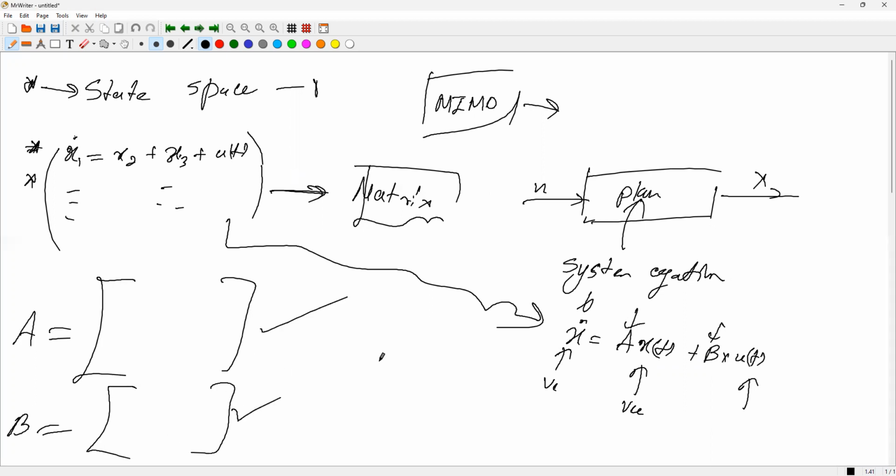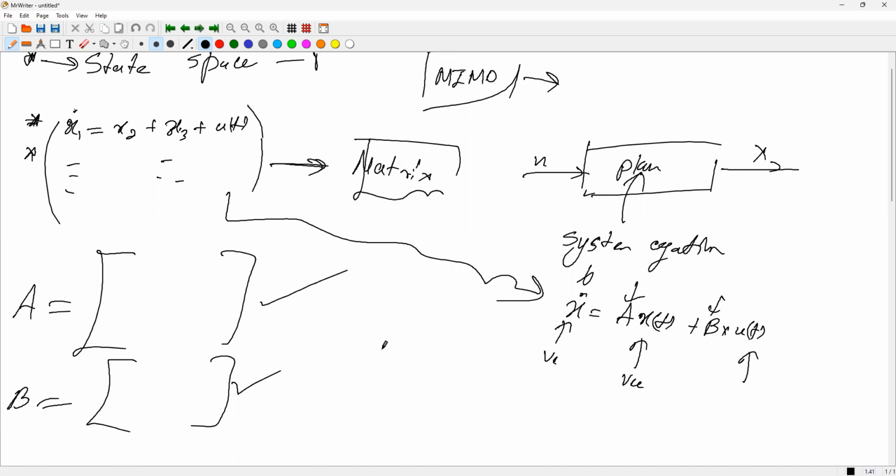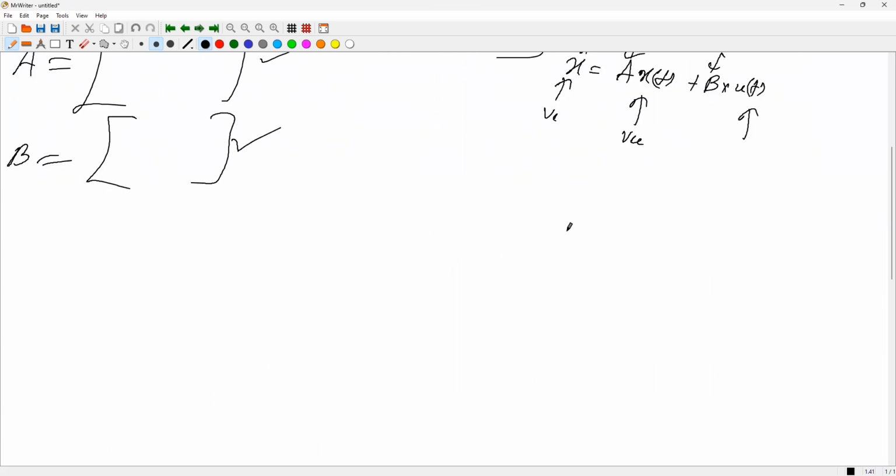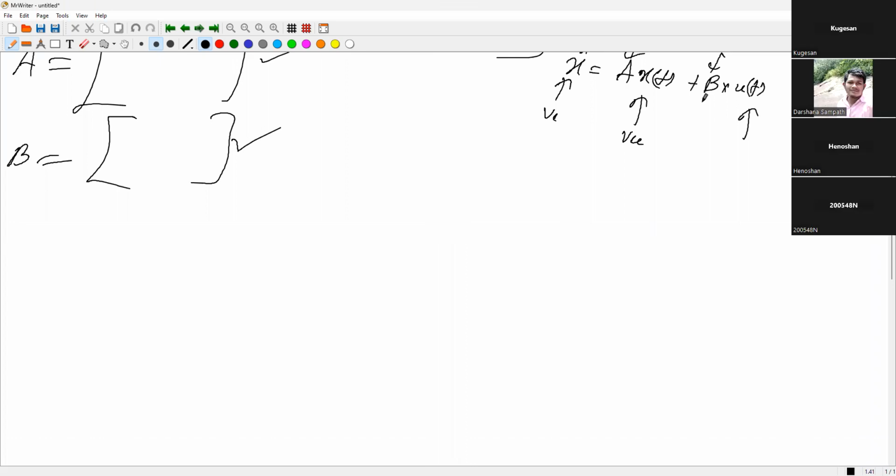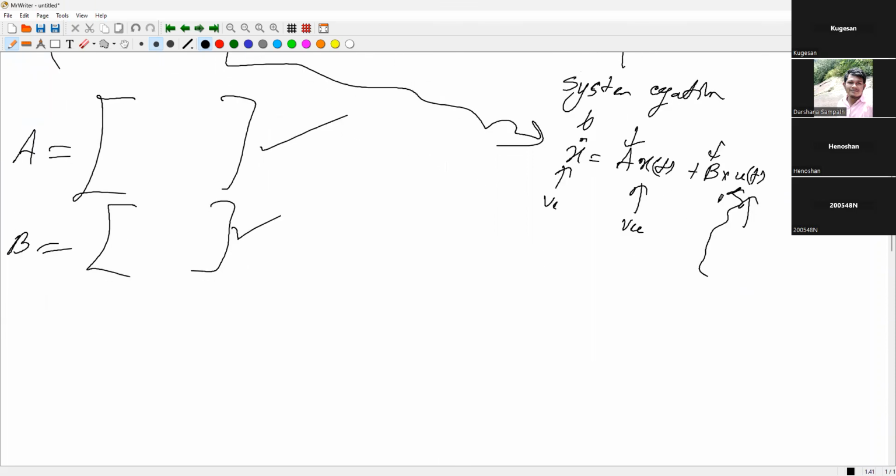This can be a problem. I think this sort of question can be in our paper. So then we can write, yes, ut is the system input. Xt is the output, and this is the system relationship.